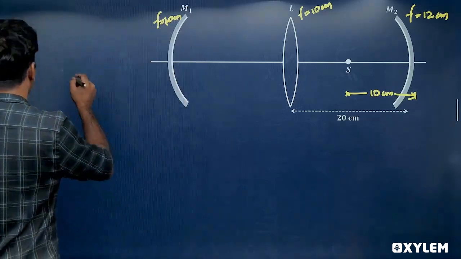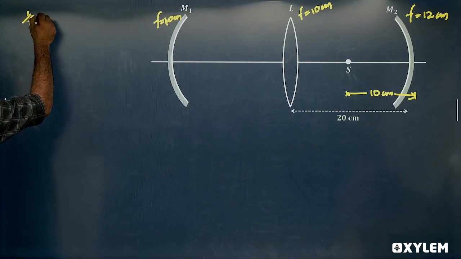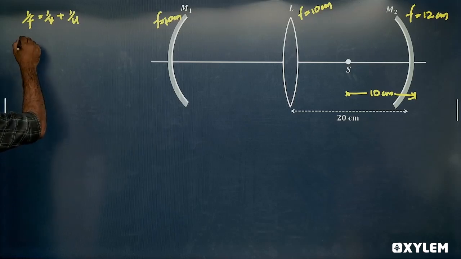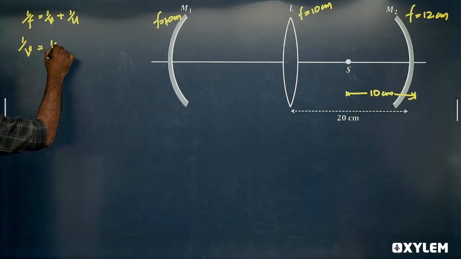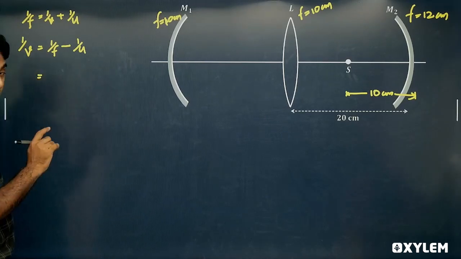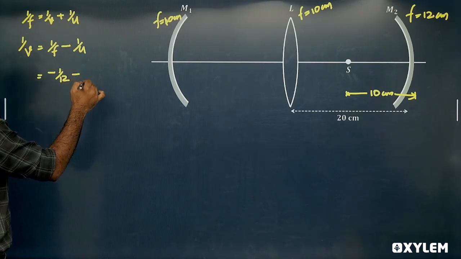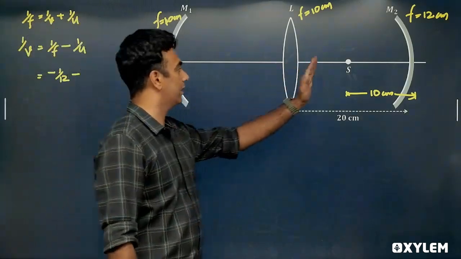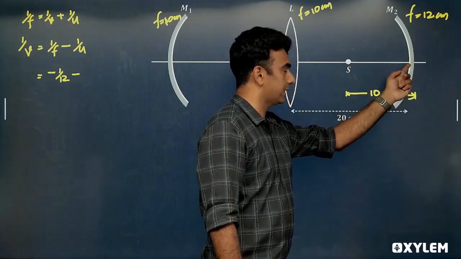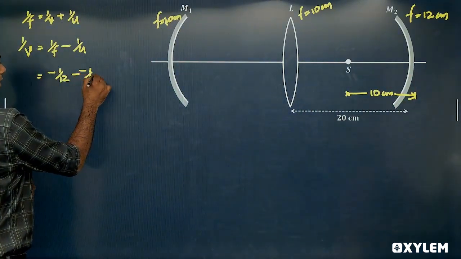Okay, therefore I can say the mirror formula: 1 by f is equal to 1 by v plus 1 by u, or 1 by v equals 1 by f minus 1 by u. For the concave mirror, the focal length is negative, so minus 1 by 12, minus 1 by u. The object distance is measured from the pole, and light moves from here to this side, therefore it's negative: minus 1 by 10.